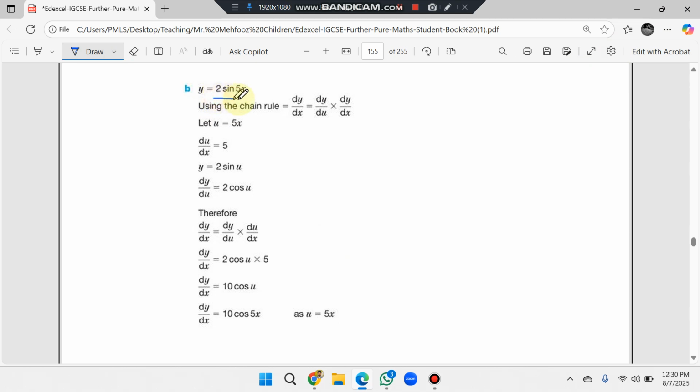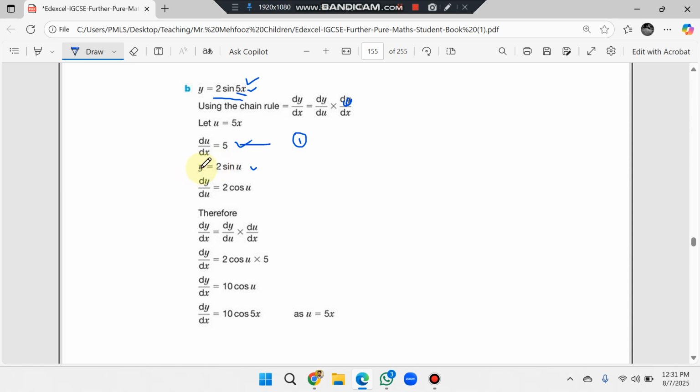Okay. Next part is y is equal to 2 sine 5x, right? So 2 sine 5x is your function. We have the chain rule, that is dy by dx, dy by du multiplied by du by dx. This is also a mistake, so you can correct it. Now you can see, what is the value of u? That is simply 5x. So what is the derivative of u with respect to x? That is du by dx, that is equal to 5. Okay, this is your equation 1. And also when you put the value of u into this equation, it will become 2 sine u. Okay, so 2 sine u is your second equation.